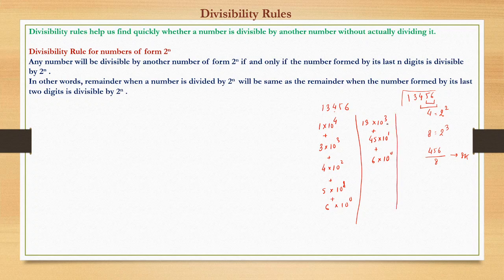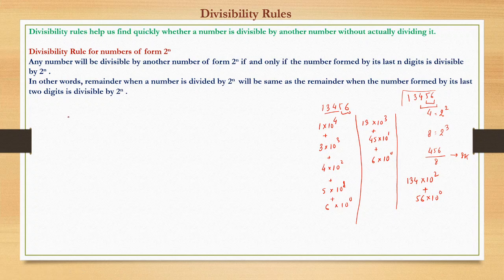Further, this can be written as 134 into 10 raised to power 2, because after 134 only two digits are remaining, plus 56 into 10 raised to power 0. So in any form we can write this as a multiple of 10 raised to some index. This is the basic understanding we wanted before proceeding to understand the basics of this rule.